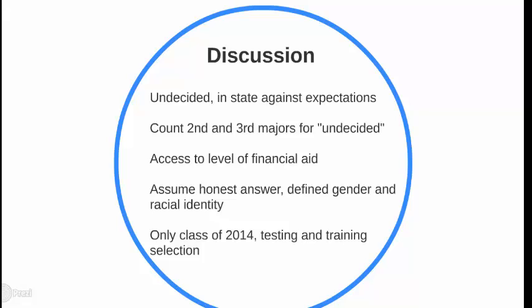Some of the limitations of this survey are that it assumes a student's honest answer and that they have a defined gender or racial identity. One potential problem with this is that if a half Asian or half white student, one may check white as race 1 while another may check Asian as race 1, and they would not be considered in the same way. This only included one class of accepted students, so the sample size could have been greater. In addition, it was found that when we split our data into testing and training sets, the model could be changed slightly depending on which subset of students were chosen for the training set.